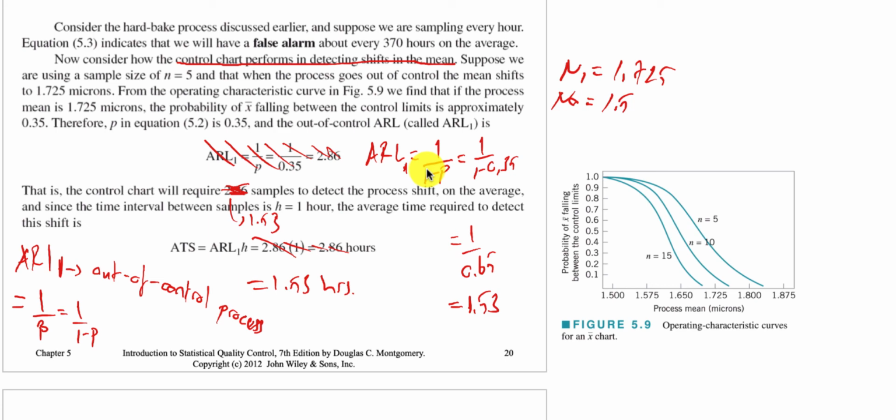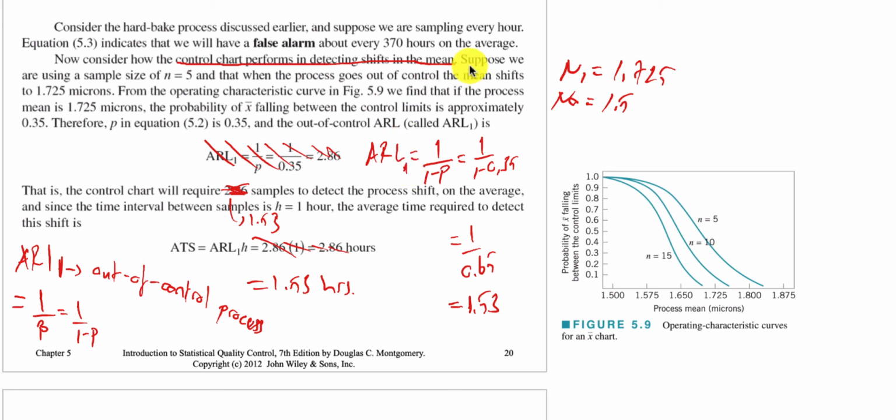So we are going to use average run length 1. Why? Because we need to detect the shifts in the mean. So we are assuming here the process is out of control, so there is a shift in the mean, and we are trying to detect this shift. So average run length will say something about in what sampling frequency we can detect this shift, so we can take a corrective action.